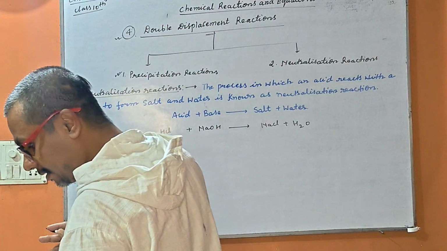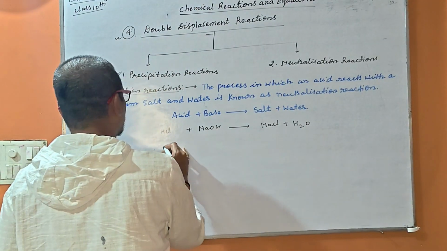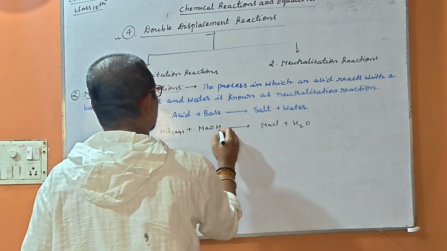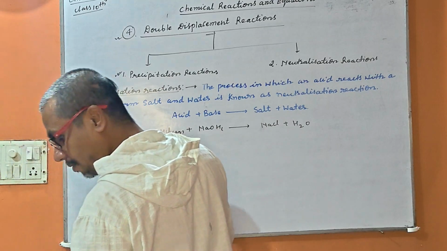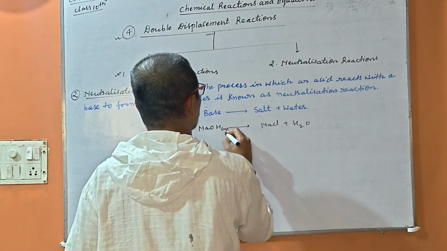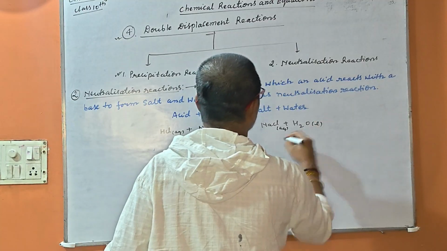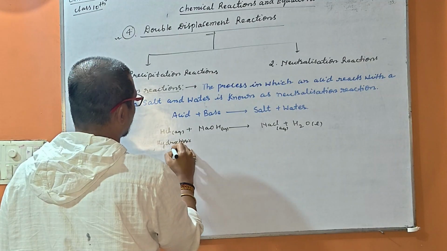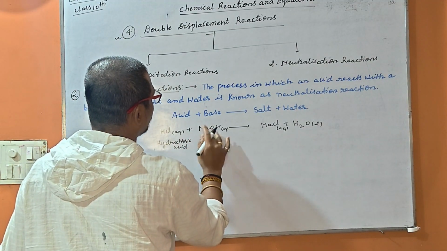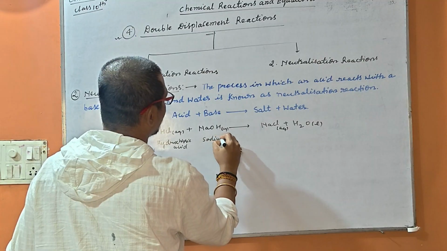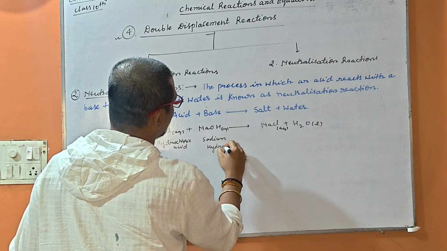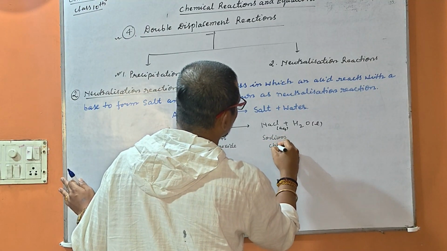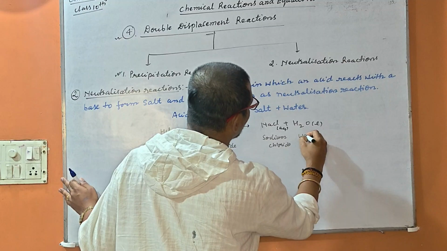Again, the first reaction: hydrochloric acid, HCl in the aqueous form, plus NaOH in the aqueous form, gives NaCl in the aqueous form plus H2O liquid. This is the hydrochloric acid, this is the sodium hydroxide, this is the sodium chloride, and this is the water.